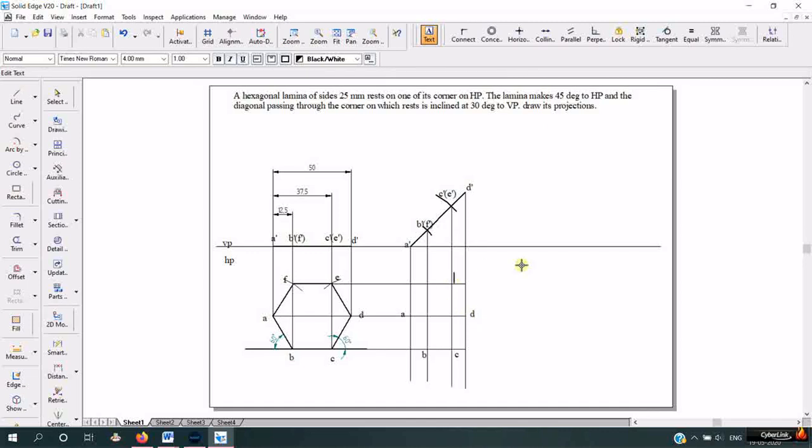This is C. D and D dash meet here. This is D. And next, E and E dash meet here. This is E. F and F dash meet here. This is F. Now join all the corners manually. Use a bold line. While constructing manually, use a bold pencil.